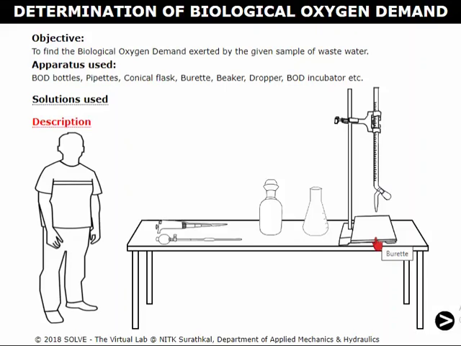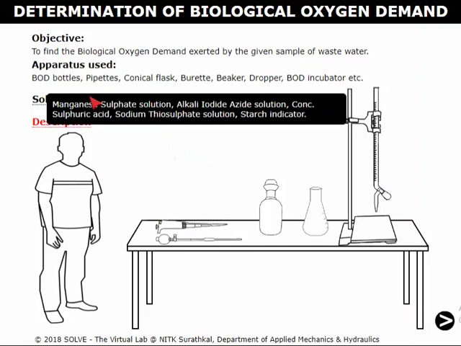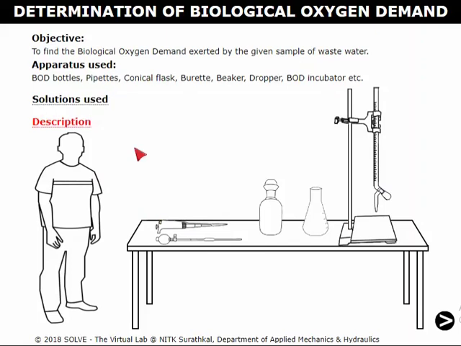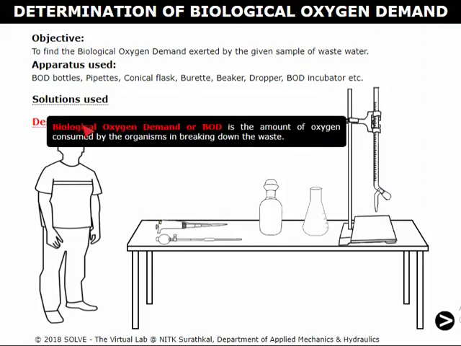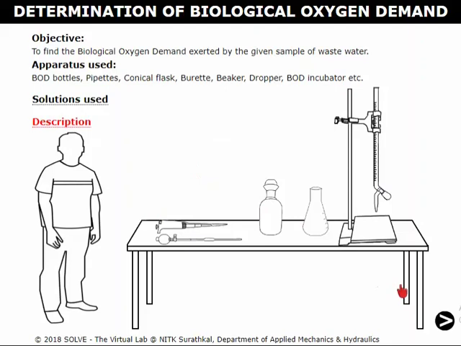The objective of this simulation is to find the biological oxygen demand exerted by the given sample of wastewater. The setup used for this simulation is shown here. To know about the solutions used in this experiment, click on the solutions used. To understand the terminologies, click on the description. Throughout the simulation, to proceed to the next step, click on this arrow shown below.